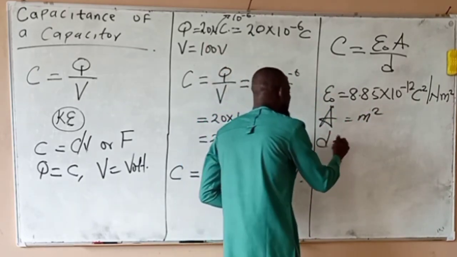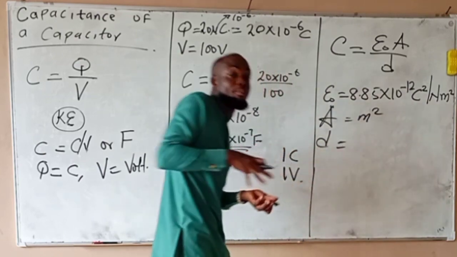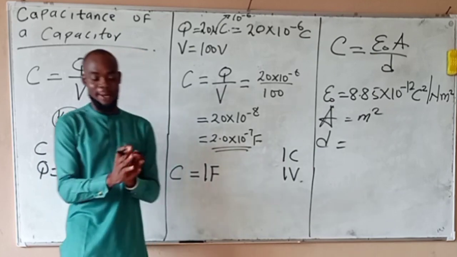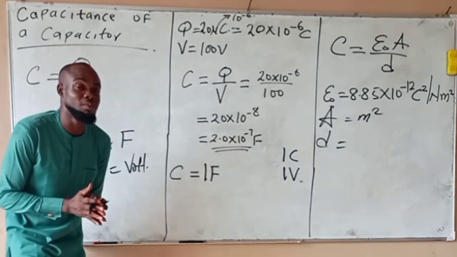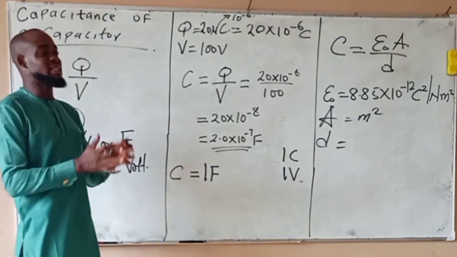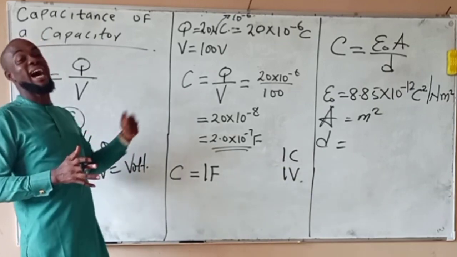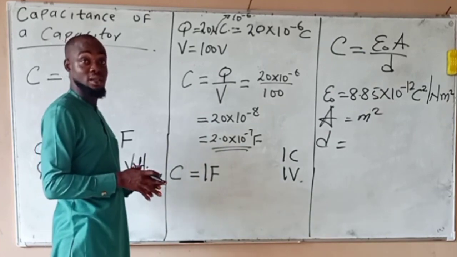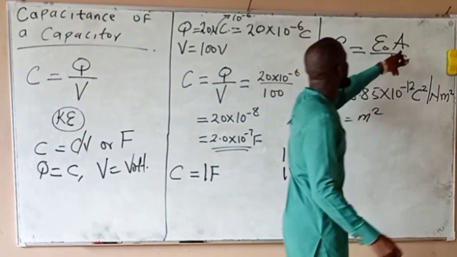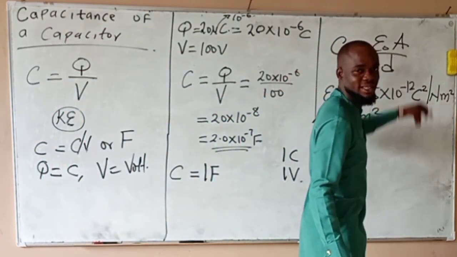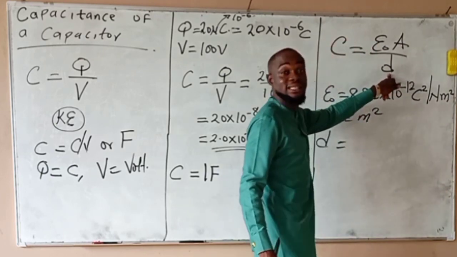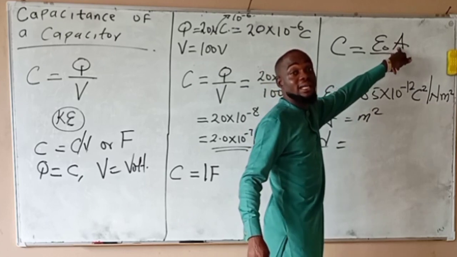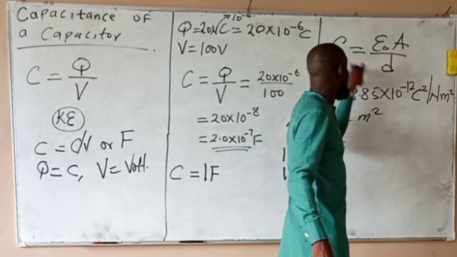And D is the separation between the two plates, or the distance between the two plates. We call it separation because the distance should be very small, because the smaller the distance, the higher the capacitance. Think of that. But the smaller the area, the lower the capacitance. So if you reduce the distance, the capacitance will increase. If you reduce the area, capacitance will decrease. If you increase area, capacitance will increase.